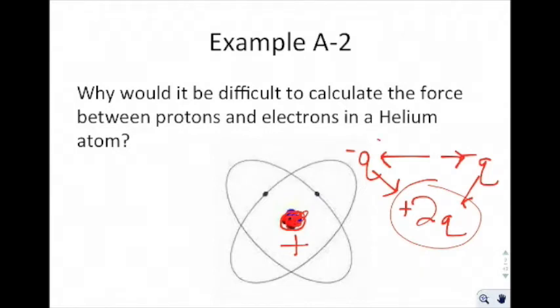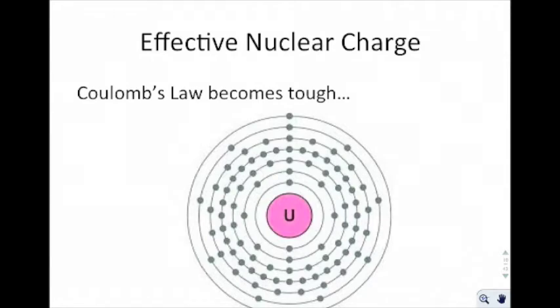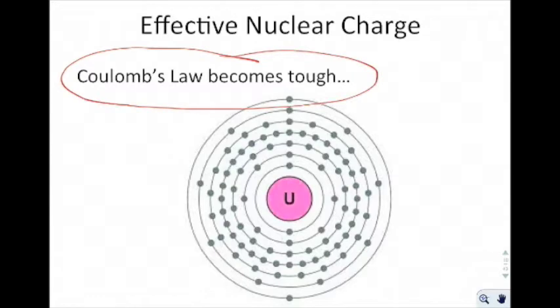Now take into account the fact that these charges right here move relative to this, and the calculation gets extremely difficult. So that's one of the reasons why the Bohr model, or the classical model of the atom, which is based on this idea of Coulomb's law, fails once you get past one electron. Now, we have something that's called effective nuclear charge. Coulomb's law, we just showed you, is tough for helium. Imagine trying to do it for uranium. This electron is attracted, but then it's repulsed by this one, and then it's repulsed by this one, and it's repulsed by all the other 91 electrons other than itself. So Coulomb's law can be extremely difficult.